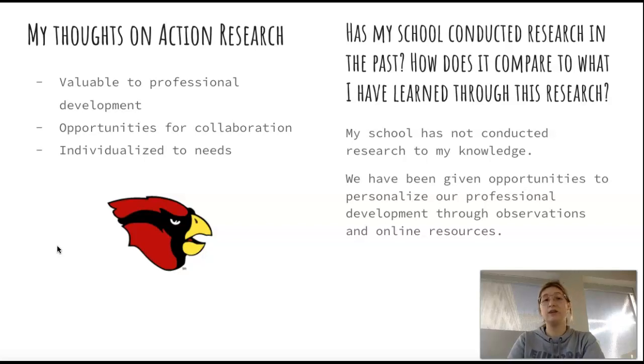And then it's also individualized to needs. As you all know, teachers have different strengths and areas of improvement, and I think action research focuses on each individual's specific needs and areas where they can improve and to help them be successful teachers. My school has not conducted research to my knowledge.